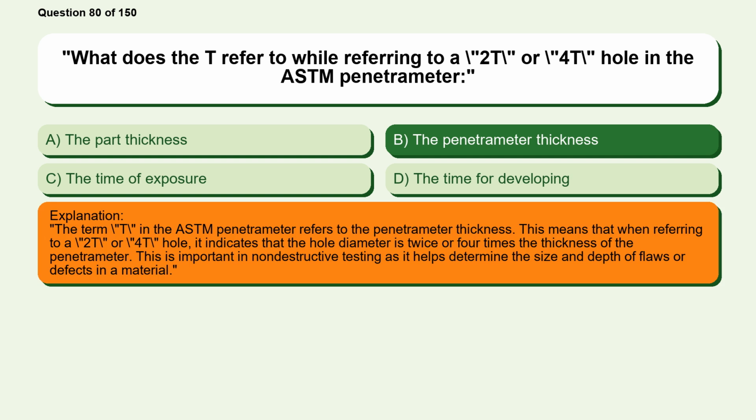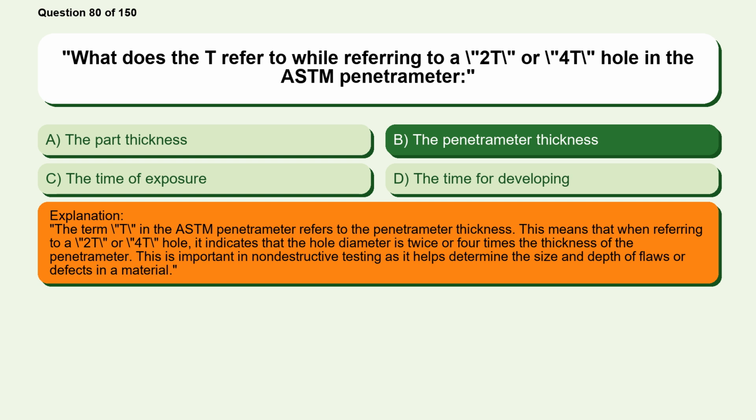The term T in the ASTM penetrometer refers to the penetrometer thickness. This means that when referring to a 2T or 4T hole, it indicates that the hole diameter is twice or 4 times the thickness of the penetrometer. This is important in non-destructive testing as it helps determine the size and depth of flaws or defects in a material.